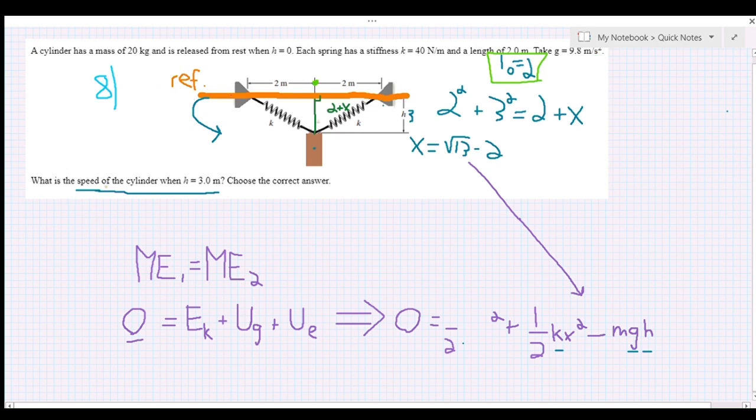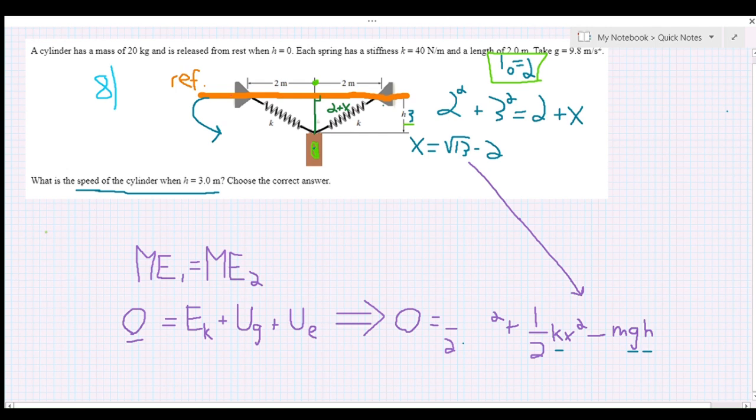What is the speed of the cylinder when h is equal to 3? So at this position here, this is the cylinder. Okay, h is equal to 3. And we need to find v. So first of all, ME1 is equal to ME2. As always, there are no non-conservative forces, no friction involved, making our lives complicated.